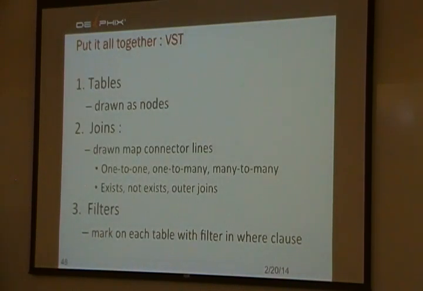So now we're going to put it all together. We've got our map and we've got a way to decide which direction to go on the map. So for each table we draw it as a node. Once we draw all the nodes, we draw lines for each of the joins. For each of the joins, we want to draw a crow's feet where the many is. And then we want to mark which tables have filters on it and which tables don't.